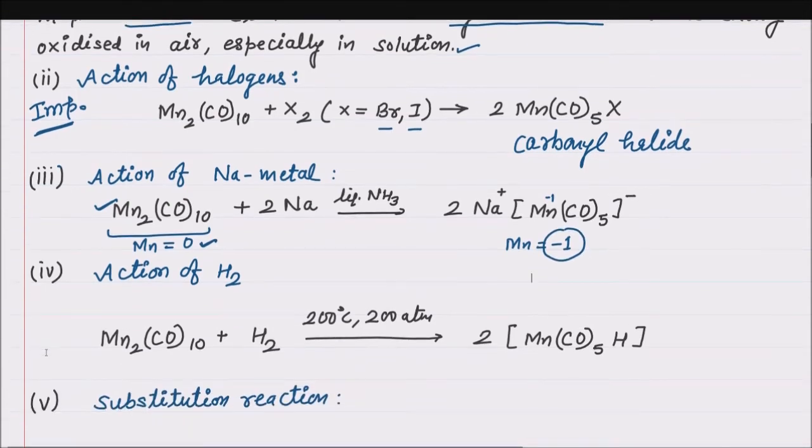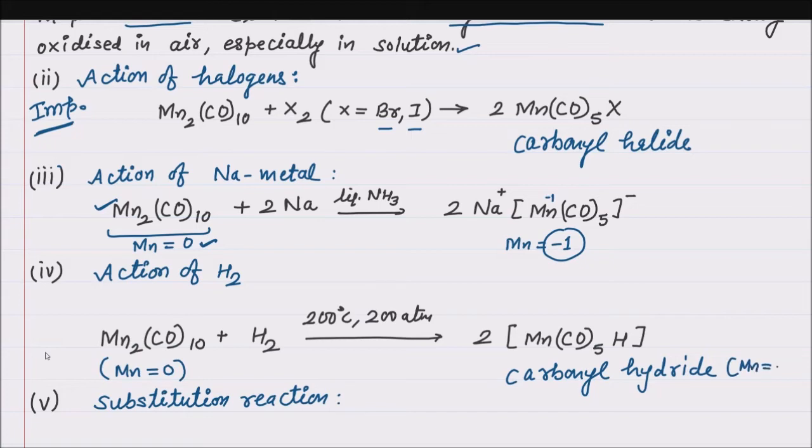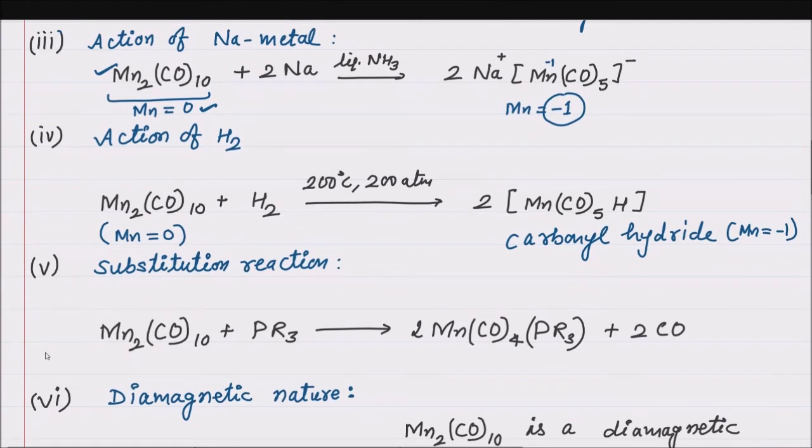Then action of hydrogen, same. See, Mn2(CO)10 gives carbonyl hydride. With halogen, it gives carbonyl halide. Now with hydrogen, it gives carbonyl hydride. Hydride means H is -1. So in the formation of this compound, again the oxidation state of manganese changes from 0 to -1.